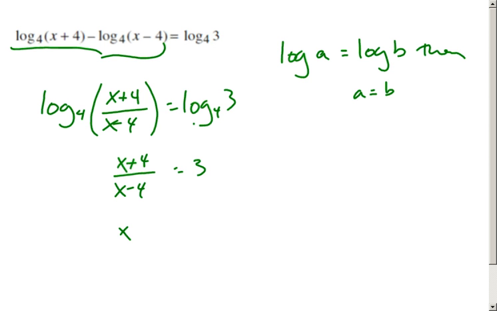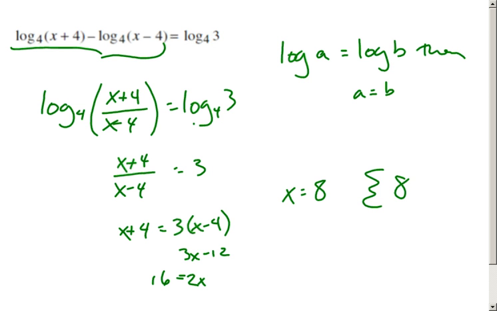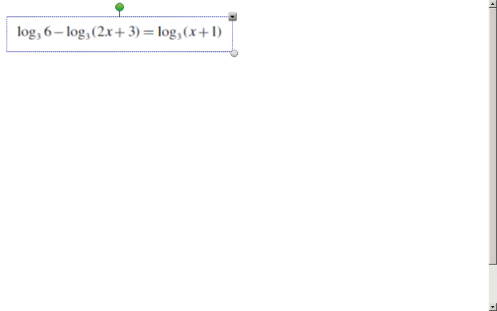equals 3. And once again, we'll come back to algebra 1. So then you end up with 3x minus 12. So 2x is equal to 16. So x will equal 8. And again, double check that. Now, if I plug 8 into any of the logs where I have an x value, I'd get 12 over 4, and that'd be okay. So it'd be okay there in terms of domain issues.